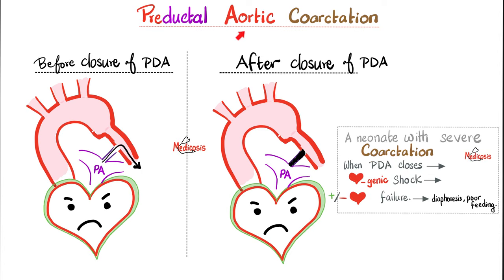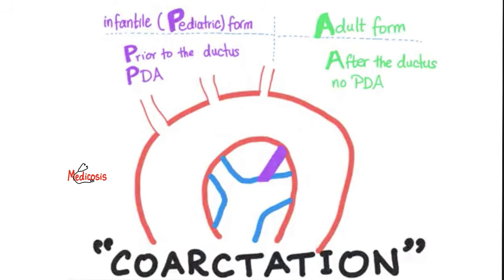Why is severe preductal aortic coarctation so bad in neonates? Because they were dependent on the ductus arteriosus to supply the lower half of the body with some blood. But once this closed, after the closure, what's going to happen? I can get cardiogenic shock and cardiac failure, which can lead to diaphoresis and poor feeding. This is only true for neonates who have severe preductal coarctation. But what if I'm an adult already? I'm 40 years old. Then even if you have coarctation, it's very mild and it's postductal. That's why no one noticed any change when your ductus arteriosus closed. But the infantile or the pediatric form is prior to the ductus. It is preductal, which means before the patent ductus arteriosus.